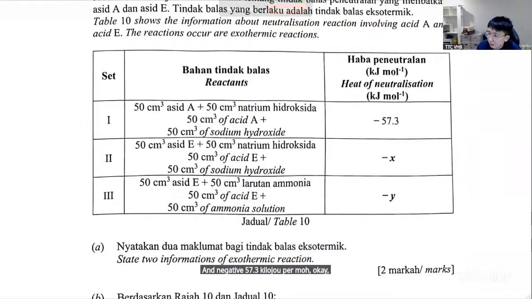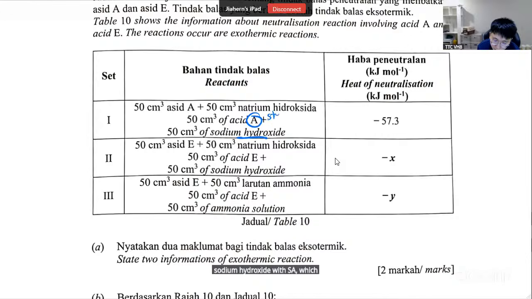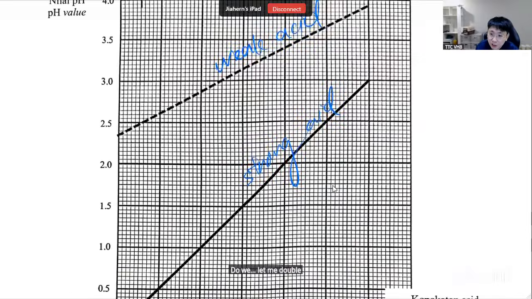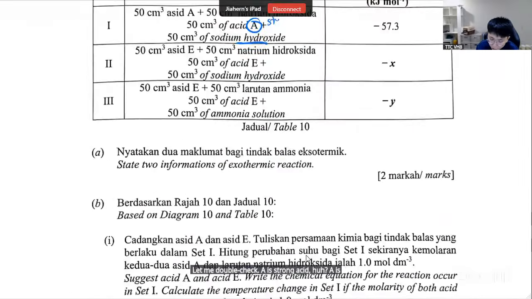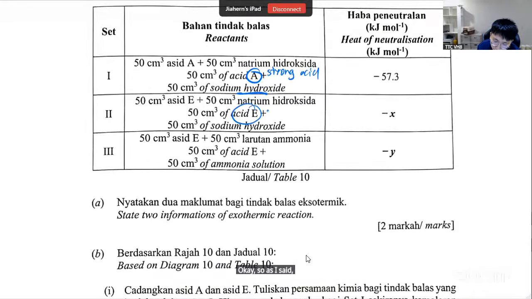But then we have your -X and -Y. With the -X and -Y line, the idea here is we have sodium hydroxide with acid A, which is strong acid. Wait, let me double check. A is strong acid. E will be weak acid. But for number 3, it's not changing E. It changes the alkaline, becoming weak alkaline.